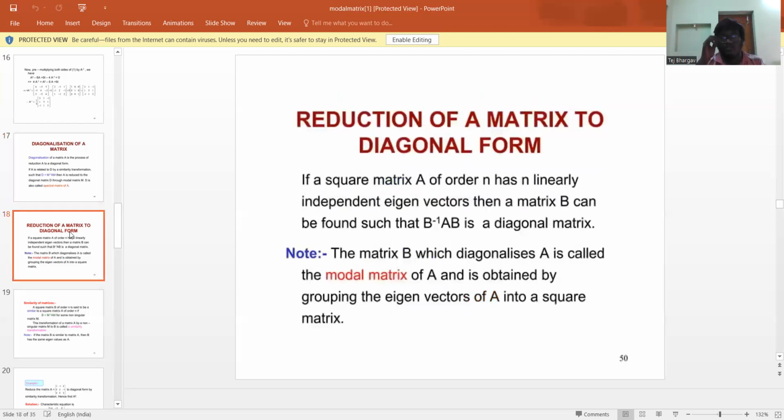Reduction of matrices to diagonal form. If a square matrix A of order n has n linearly independent eigenvectors, then a matrix P can be found such that P inverse AP is a diagonal matrix. Note, the matrix P which diagonalizes A is called the modal matrix of A and is obtained by grouping the eigenvectors of A into a square matrix.